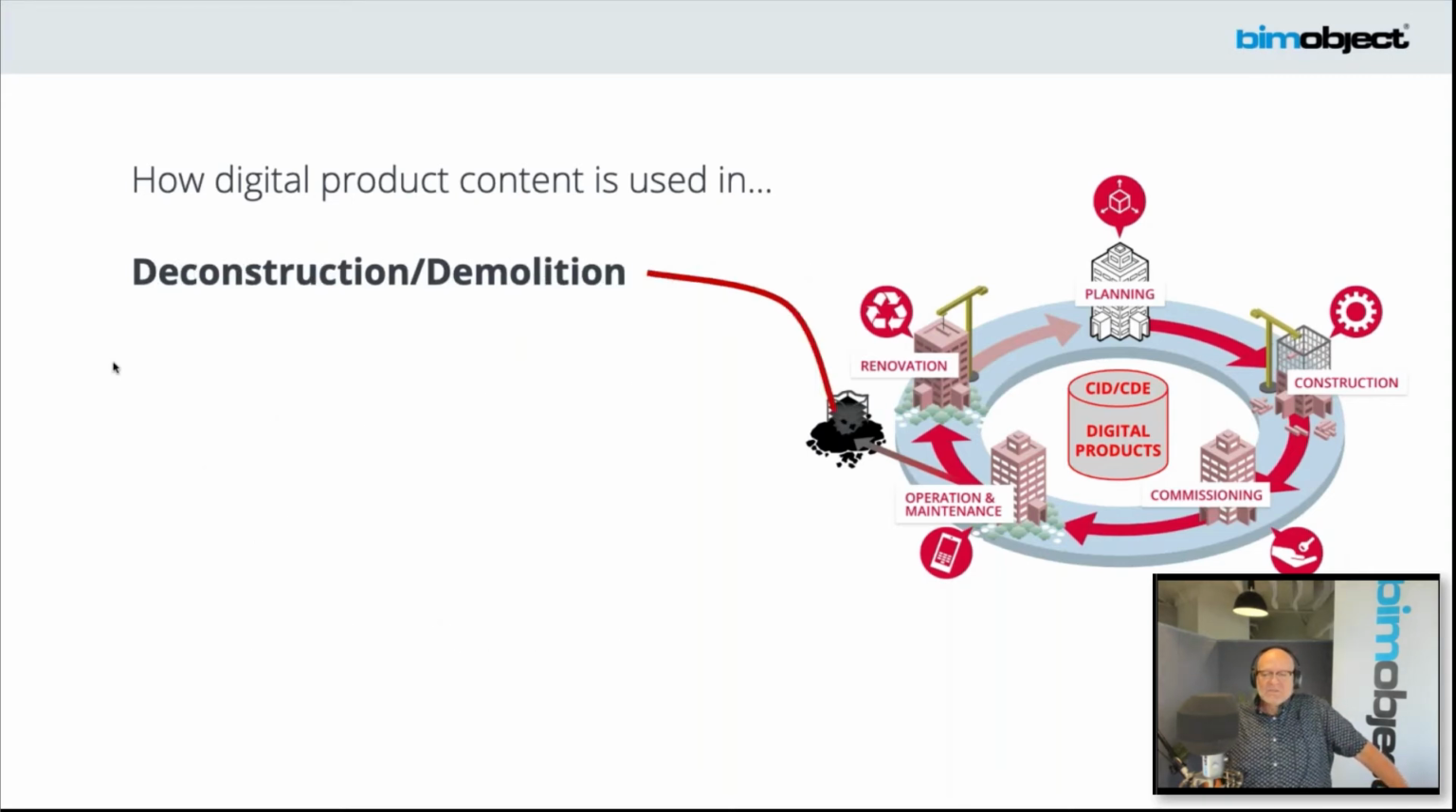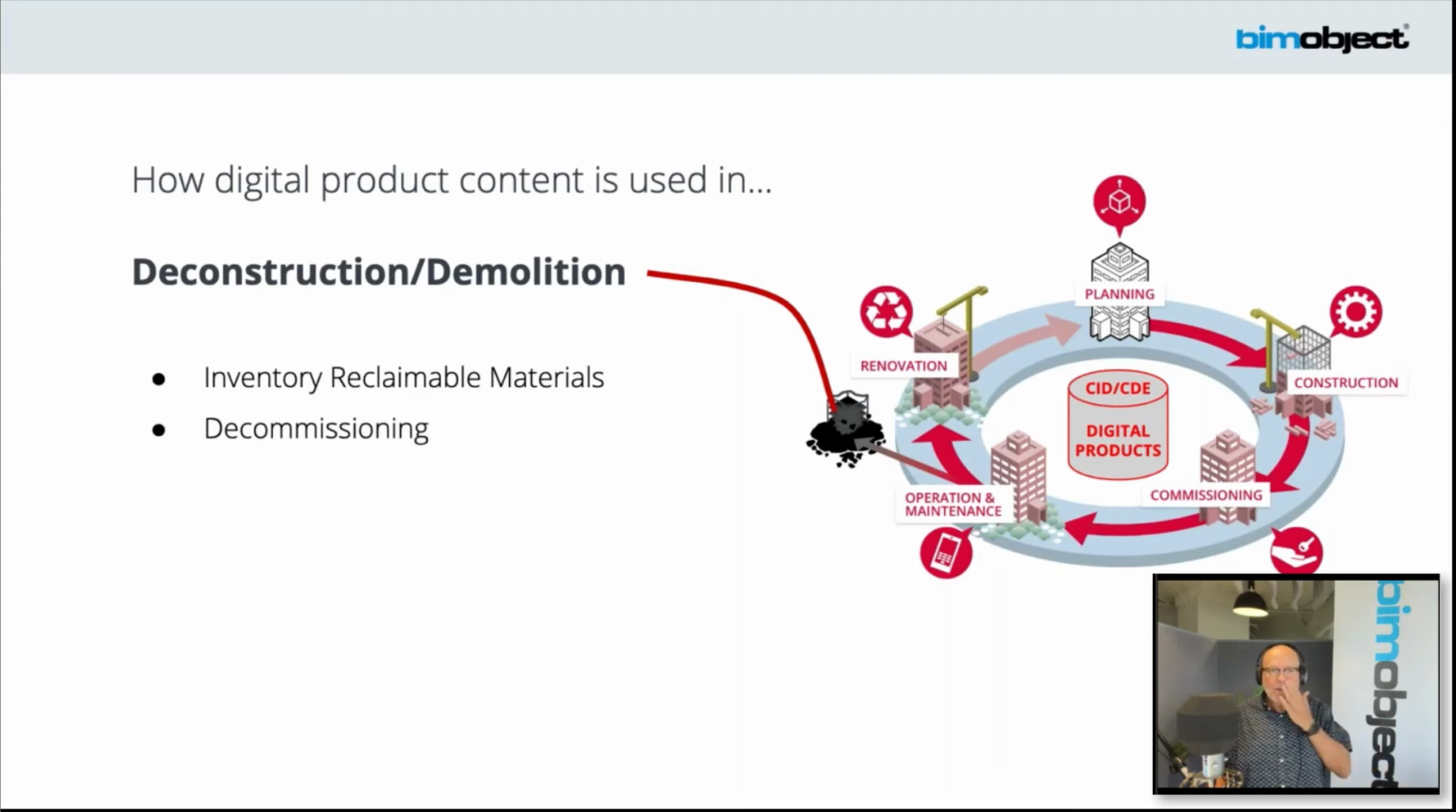Another one that a lot of folks don't consider: deconstruction, demolition. There are a lot of places all over the globe that are now requiring, there is no such thing as a pure demolition permit like there used to be. There needs to be reclaimable materials. They've got to be inventoried, and the actual equipment decommissioned. Again, we need this digital content to decommission the equipment and manage that process. Asset disposal: when we're in that facility, how's that all managed?